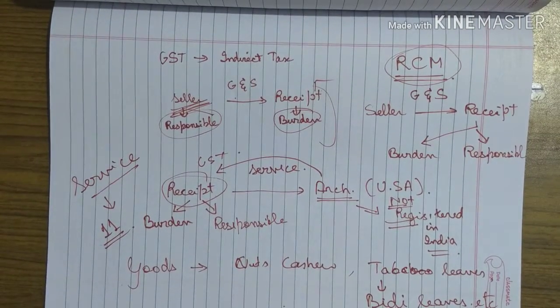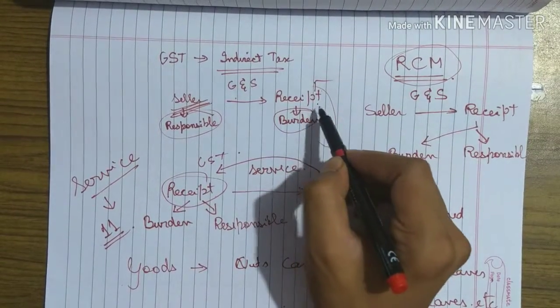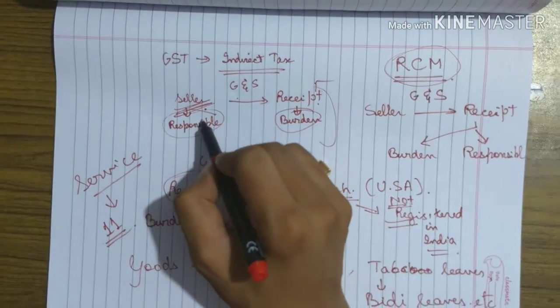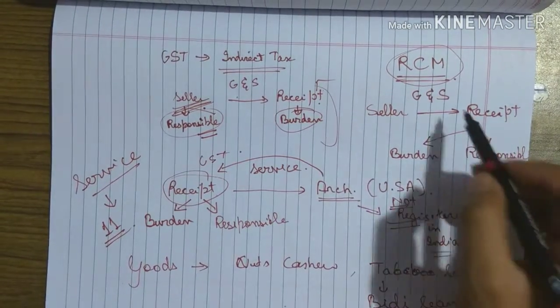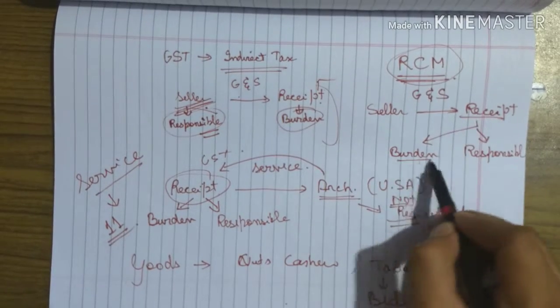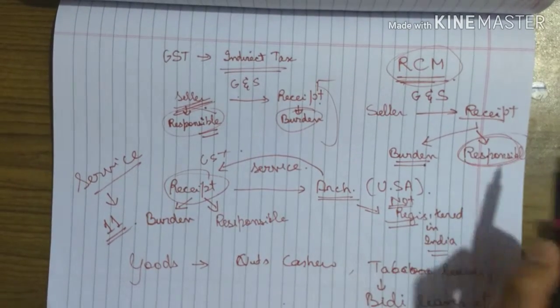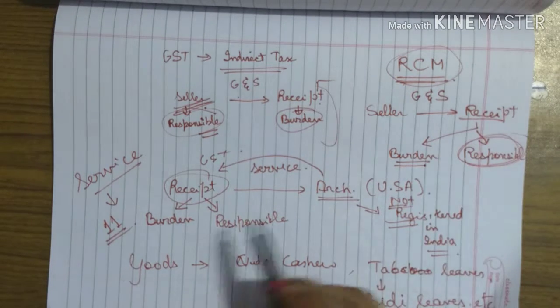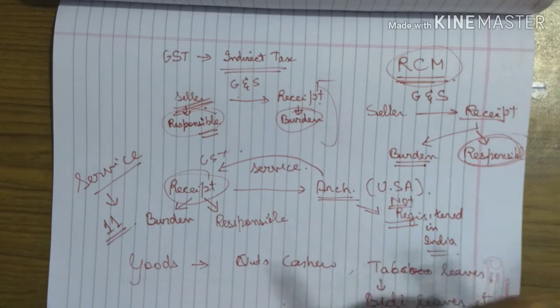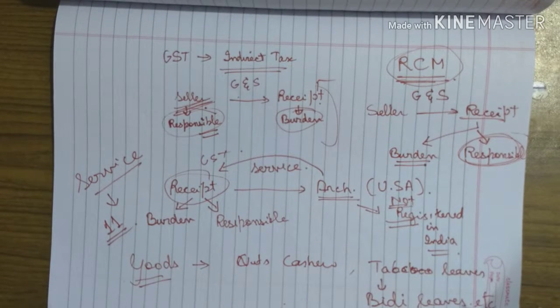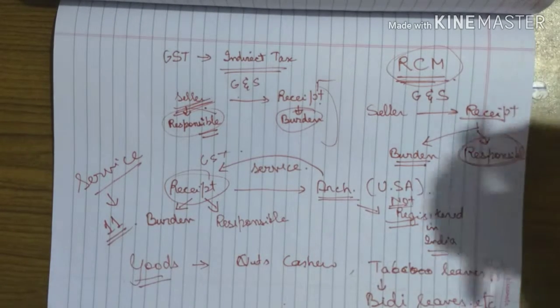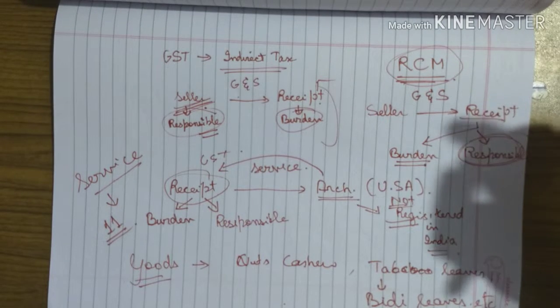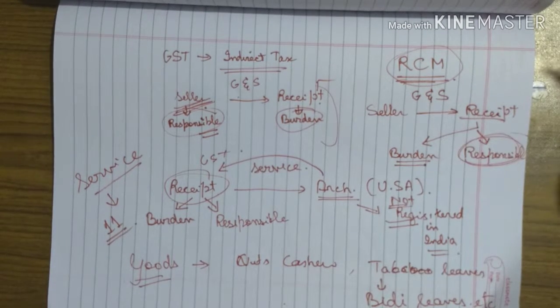Alright, so let's have a basic recap. In indirect taxes, the recipient has the burden, but the seller is responsible to pay the tax to the government. But in RCM, the recipient has the burden, and he is also responsible to pay the tax to the government. The cases in which RCM will be applied in goods are cashew nuts, tobacco leaves, beedis, and a few other goods. And in services, there are 11 specified services by the government in which RCM will be applied.